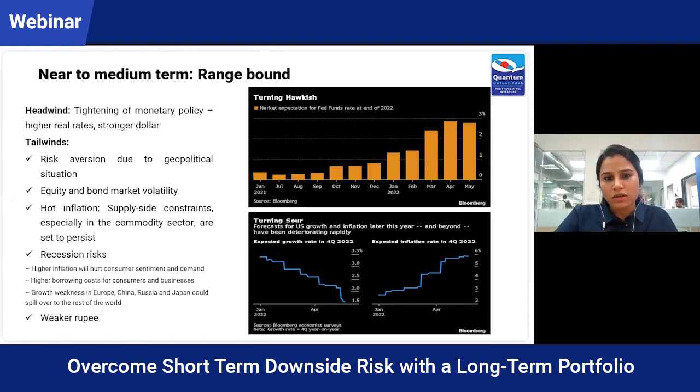The fourth tailwind: because of higher inflation and high interest rates, there is going to be some negative impact on consumer demand and consumer sentiment. Even corporate margins and corporate borrowing will be impacted. So risks of recession are definitely on the rise. In addition, the derailment of economic and social life in, say, Russia and Ukraine and China's COVID policy are slowing down their respective economies, and that slowdown is likely to spill over to the rest of the world. Gold tends to do well in times of economic distress when other risk assets tend to suffer.